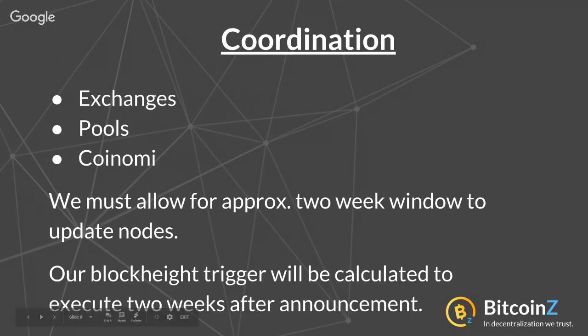Coordination: exchanges, pools, and Konami. I think we touched on that briefly. Exchanges, we have to let them know, obviously, that we have a new branch or a GitHub repo with a new node that's gonna have the Blockheight trigger, the 160,000 block trigger. Pools and Konami, this coordination. That's why we have to allow for at least approximately a 2-week window for the algorithm switch on. That's why we're choosing a Blockheight.